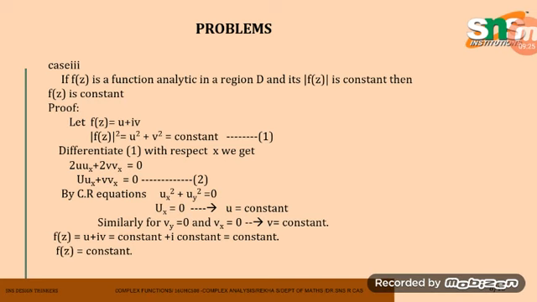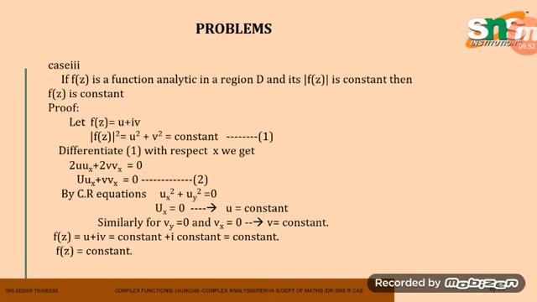Now we are going to case 3. F of z is a function analytic in a region D. If the modulus of f of z is constant, then f of z is constant. So for this, a slight simplification is there. F of z equal to u plus iv. If you take the modulus square, what is the absolute value of u plus iv? U square plus v square, that is a constant. Now we differentiate with respect to x as well as with respect to y.